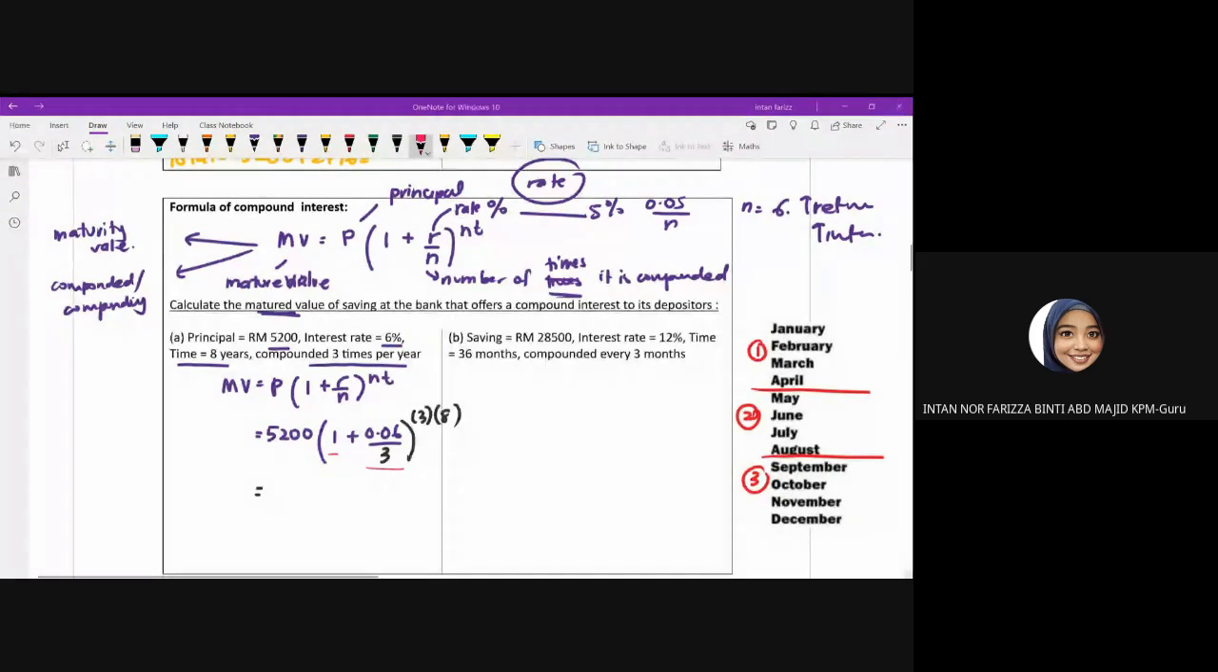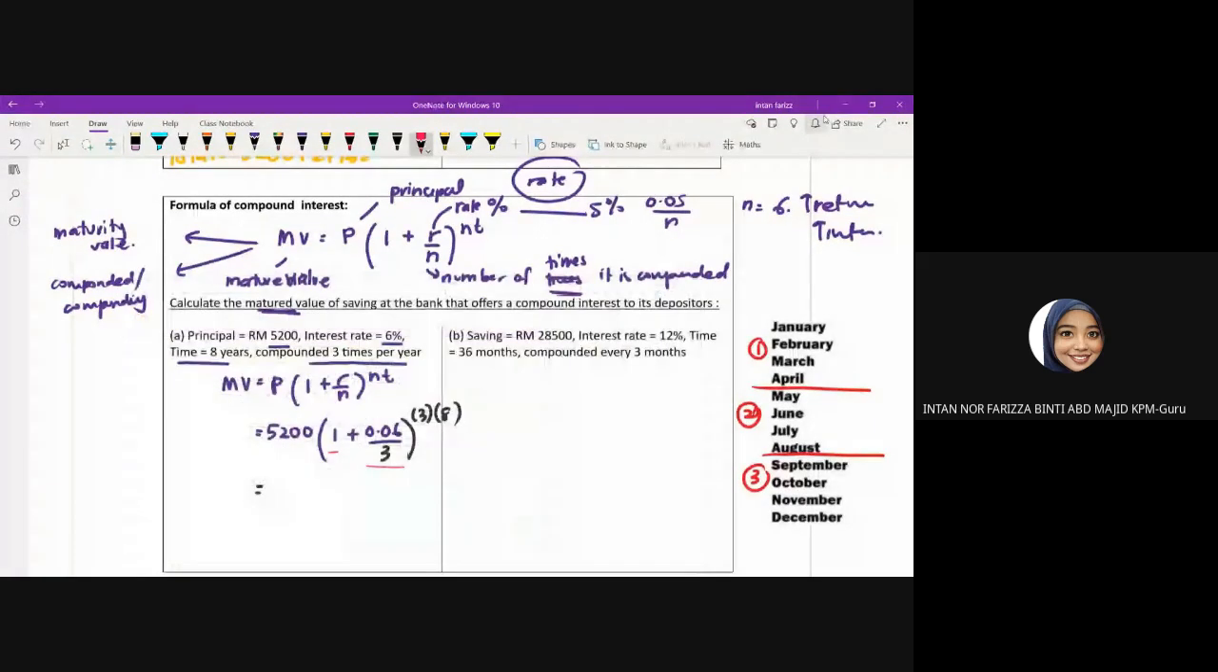Don't know how to do. Wait, let me take up my calculator first. It's my calculator. Okay, I'm going to stop sharing for a while.